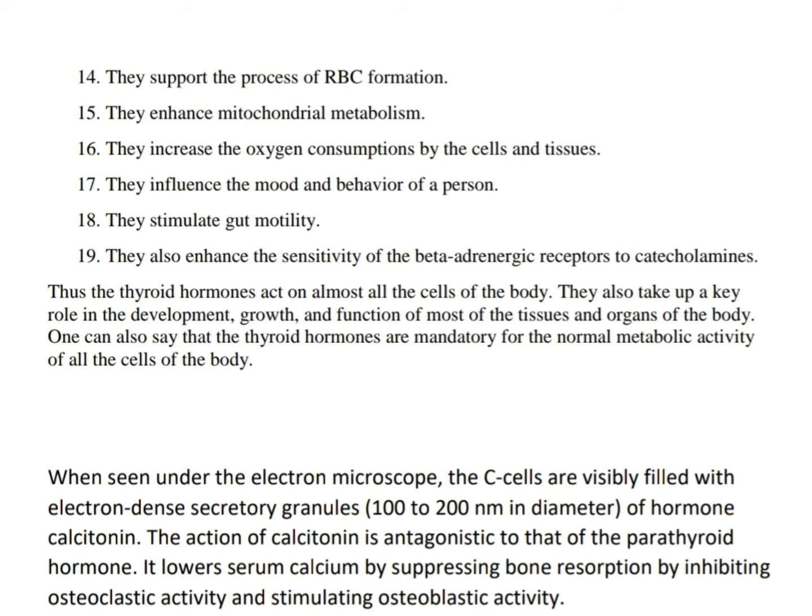When seen under the electron microscope, the C cells are visibly filled with electron-dense secretory granules, 100 to 200 nanometers in diameter, of hormone calcitonin. The action of calcitonin is antagonistic to that of the parathyroid hormone. It lowers serum calcium by suppressing bone resorption by inhibiting osteoclastic activity and stimulating osteoblastic activity.